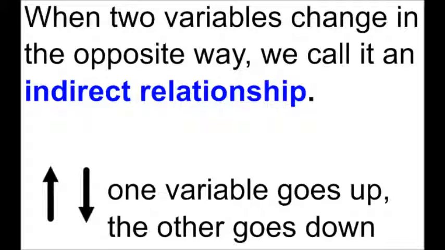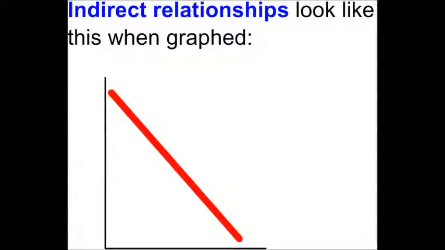When two variables change in the opposite way, we call it an indirect relationship. And that's where one variable goes up and the other variable goes down. An indirect relationship looks like this when it's graphed.